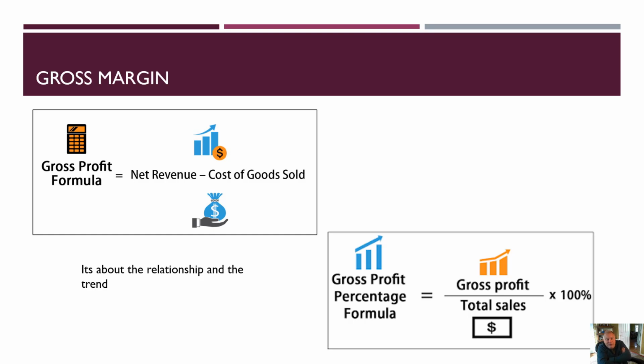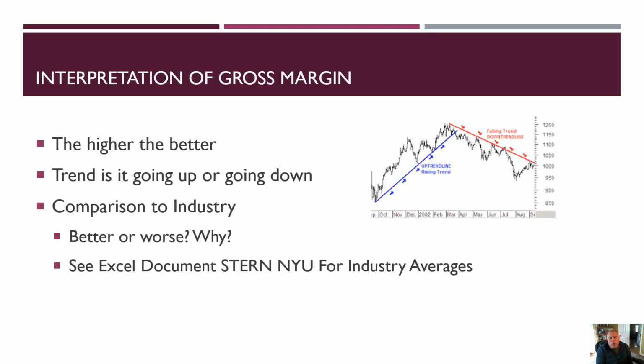The gross profit formula: net revenue less cost of goods sold, looking at it on a gross profit percentage formula. This is after we understand the revenue and we're following some sort of logic model, this is what we would look at next. So what can we interpret from this is that the higher the margin, the better. Is the trend going up or down?